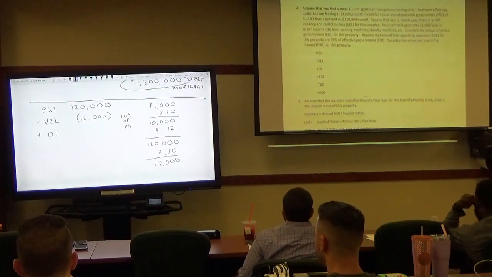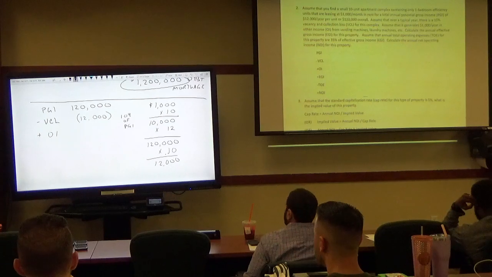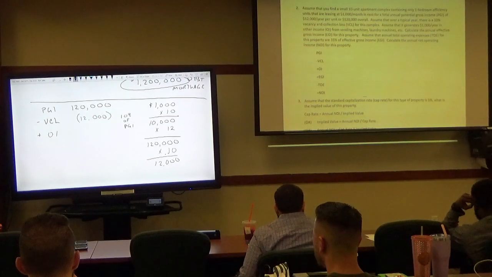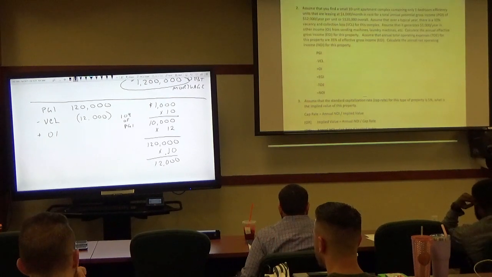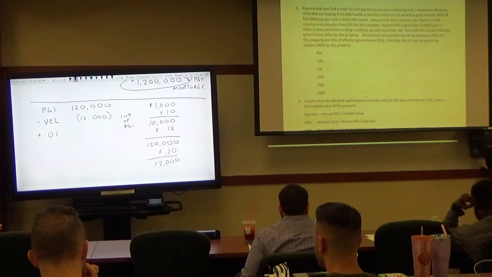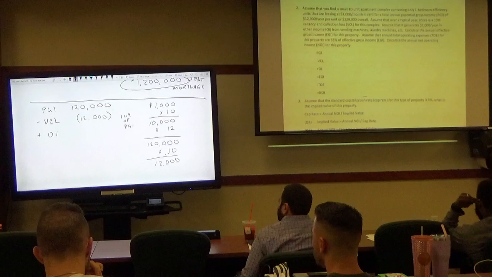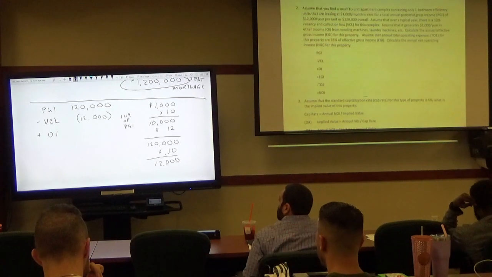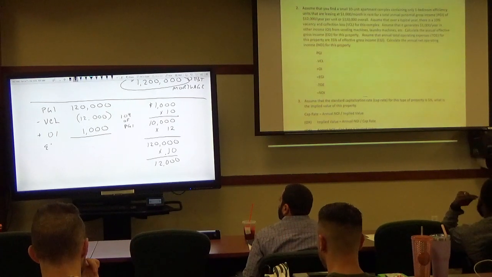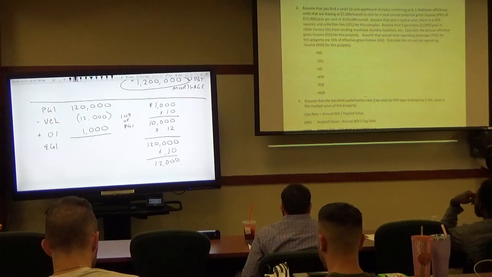We'll get into that a little bit later, but right now we're simply saying that on a typical year, it's generating $1,000 in other income from vending machines, laundry machines, etc. So plop that in. And that is going to give us what we are going to call our effective gross income.